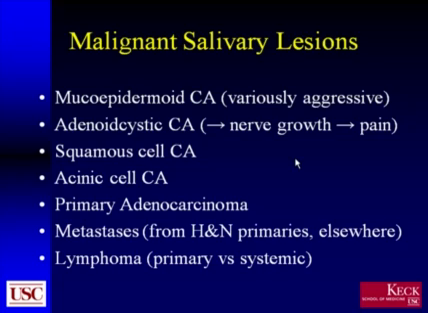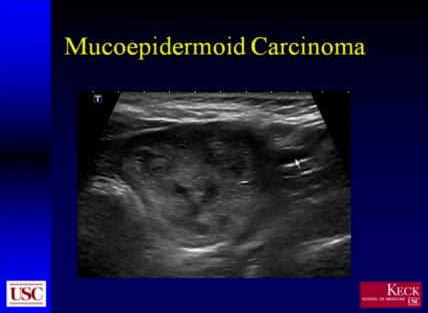Again, in older patients, frequently think of metastases from other head and neck primaries, and always keep in mind that lymphoma, either primary or systemic, may affect the salivary glands as well. Again, there's nothing specific about these, either amongst themselves or when compared to the benign lesions. Here is what turned out to be a mucoepidermoid carcinoma when biopsied. Large heterogeneous lesion, well-defined with internal cystic spaces.